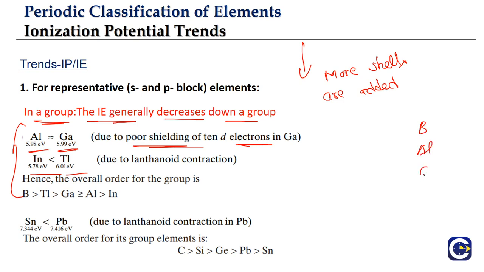boron, aluminum, gallium, indium, thallium. So boron comes in which period? It comes in the second period. Aluminum comes in the third period. Gallium comes in the fourth period. Indium comes in the fifth period. Thallium comes in the sixth period.